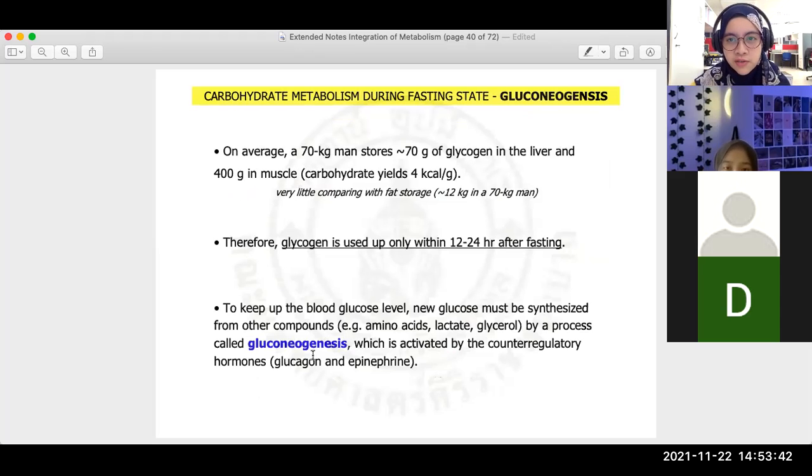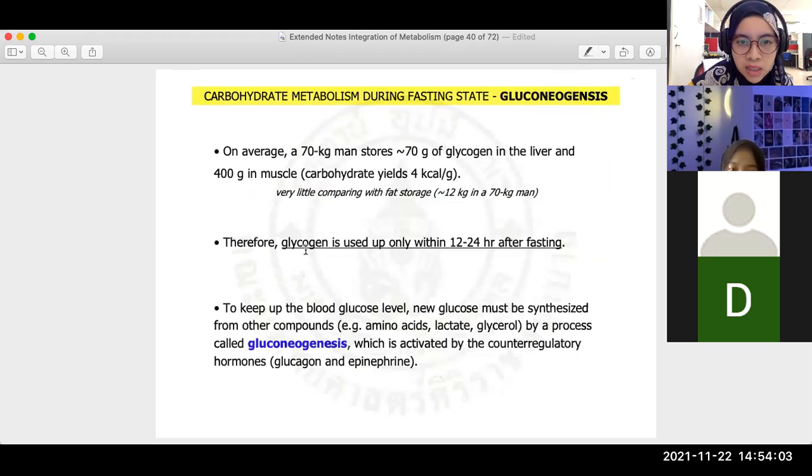So what if it's not sufficient? That's when gluconeogenesis will take place. Gluconeogenesis is the production or the synthesis of glucose from non-carbohydrate sources. Meaning we are producing glucose from, for example, fatty acid and amino acid, right?